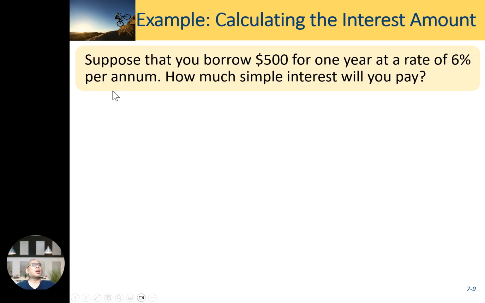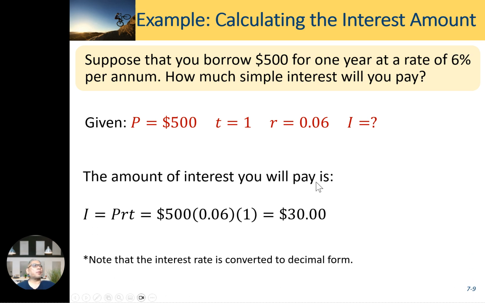Suppose you borrow $500 for 1 year at a rate of 6% per annum. How much simple interest will you pay? Given: P is 500, T equals 1, R equals 0.06. I equals how much? The amount of interest you will pay is I equals P times R times T, which is 500 times 0.06 times 1, equal to $30. Note the interest rate is converted to decimal form.